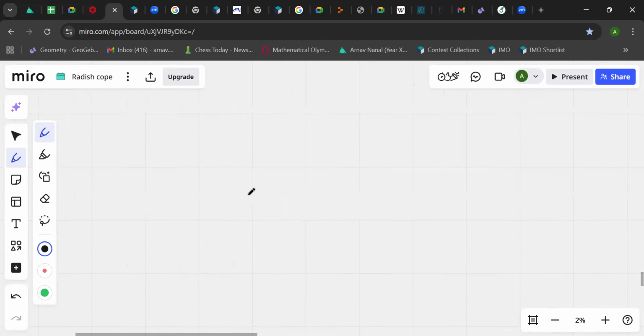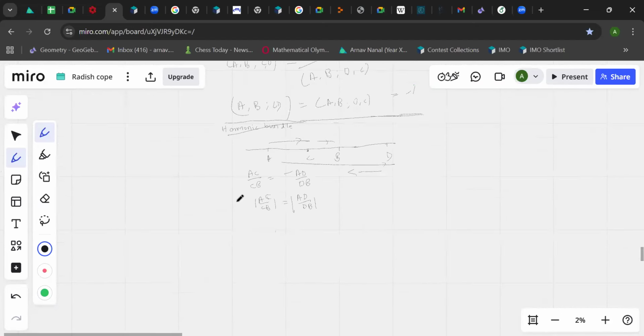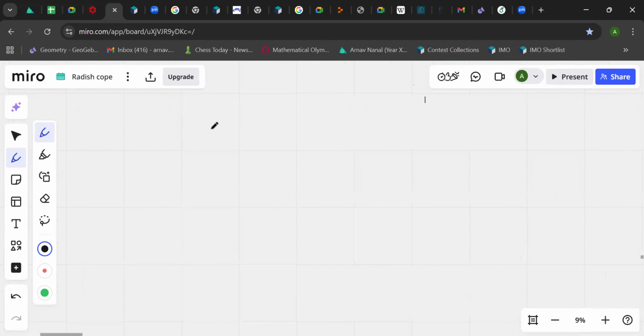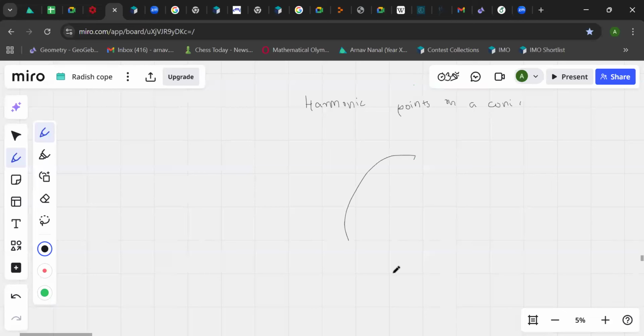Okay, we are almost out of time. We'll do harmonic things on a conic and then maybe stop. So harmonic points on a conic. I think both the last stuff we'll get with the next class. But if you have harmonic points on a conic, I'll just draw a circle because it's easier to draw a circle, but it can literally be any conic, no one cares.